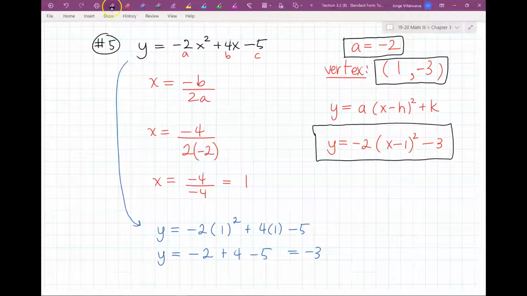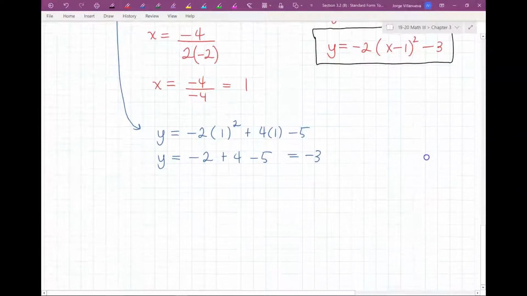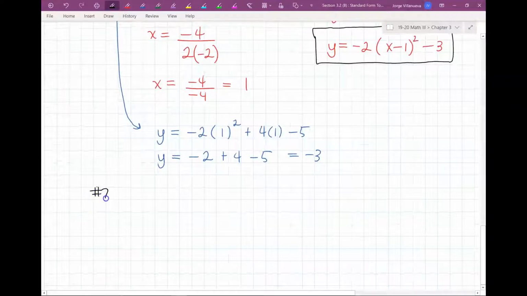All right, so number 7. Hopefully we can get this one done, and I would have done half your homework pretty much, so that's good.